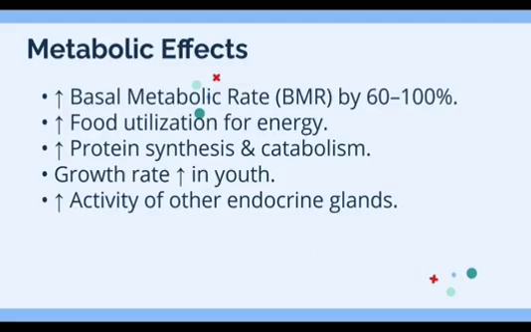What are the metabolic effects of thyroid hormone? As we talked about in the first part, the thyroid hormone increases the basal metabolic rate by 60 to 100%. And it increases food utilization for energy. It also increases protein synthesis and catabolism. The thyroid hormone increases the growth rate in the youth and it increases the activity of other endocrine glands.